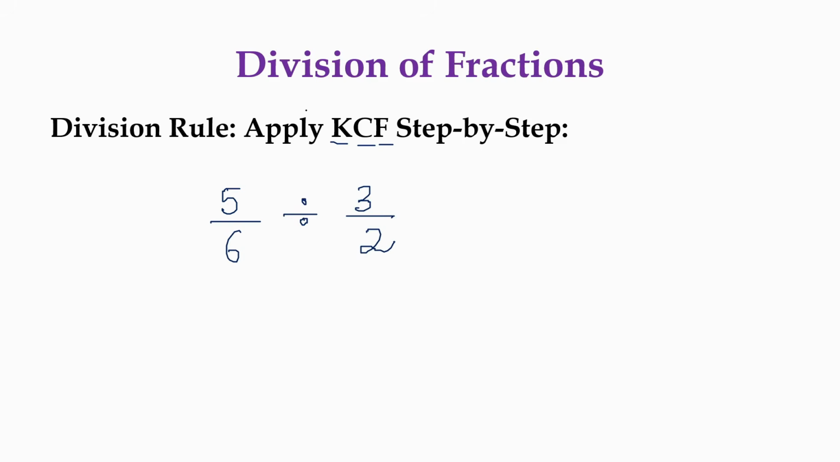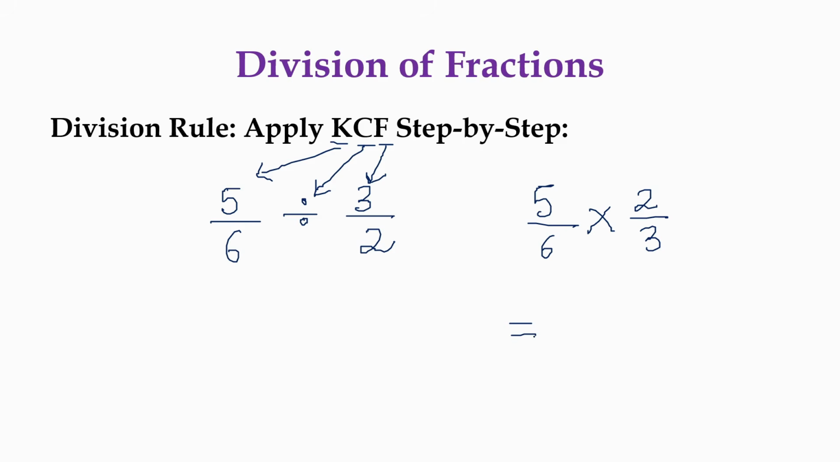So it means we have to keep the first fraction as it is. That is, 5 by 6 will remain as it is. Now, change the operator sign. That means this division will become multiplication. And then flip the second fraction. That is, 3 by 2 will become 2 by 3. That is the reciprocal of the fraction.